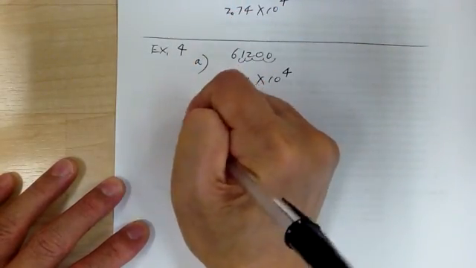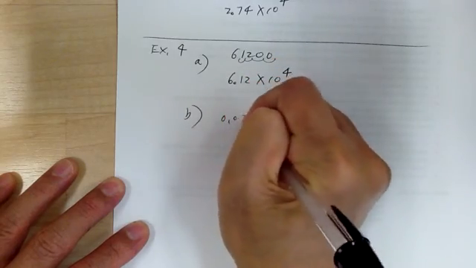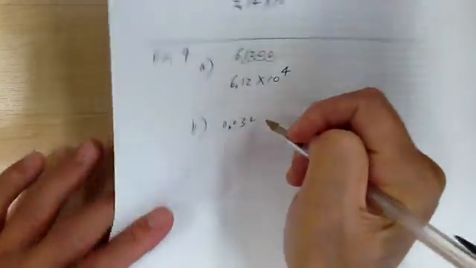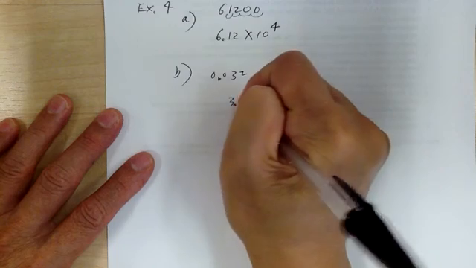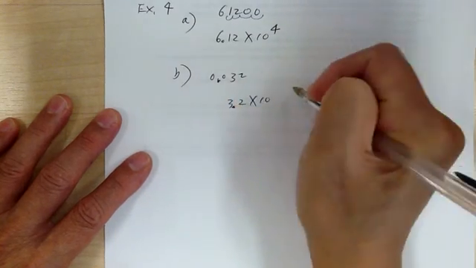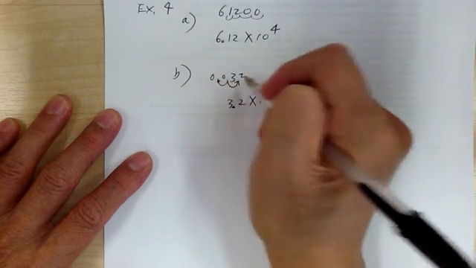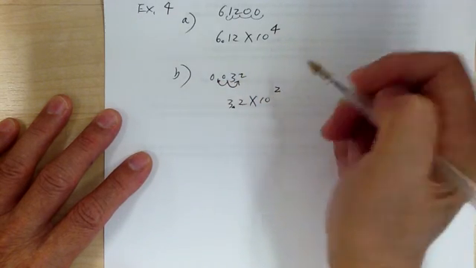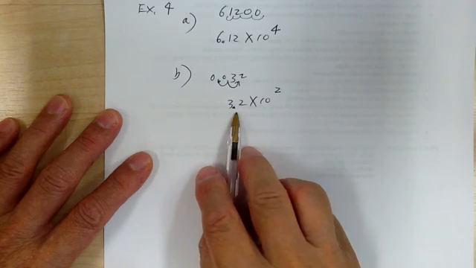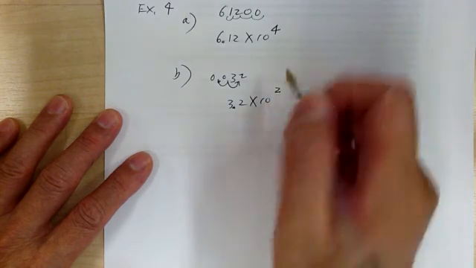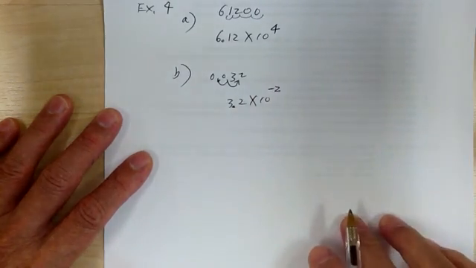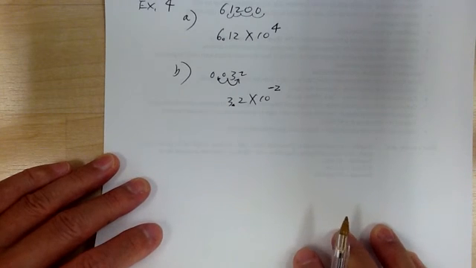So let's go to B, 0.032. So again, right away, you need to get 3.2 times 10 to the something. So right now, decimal is over here. You need to move 1, 2. So it will be a 2. And because you make this number bigger, you need to make the exponent smaller. So it's negative 2. Okay.